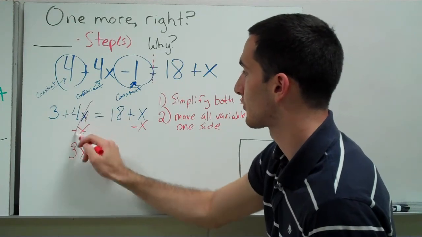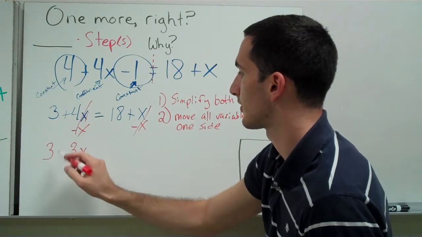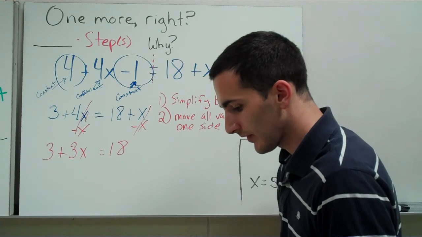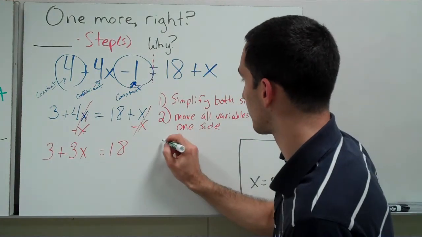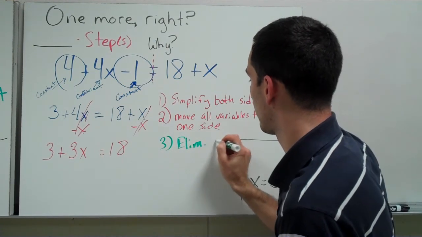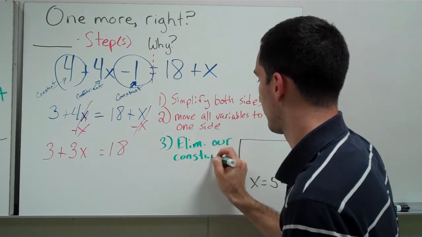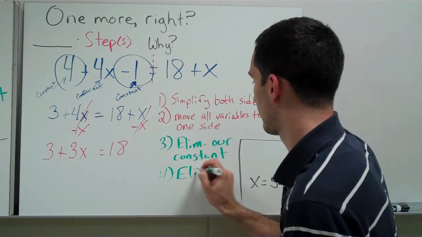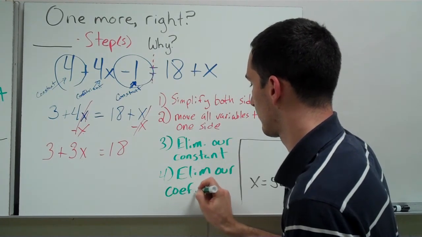Alright, I've only changed this one and this one, so I'm going to bring everything else down. So I'm bringing down the 3. There's a plus sign in front of that. Equals 18. Alright, now I'm down to a 2-step equation. If you remember the steps for a 2-step equation, we have to eliminate our constant first, then eliminate our coefficient next.